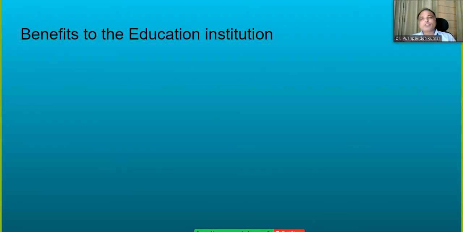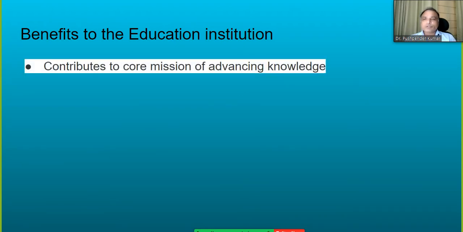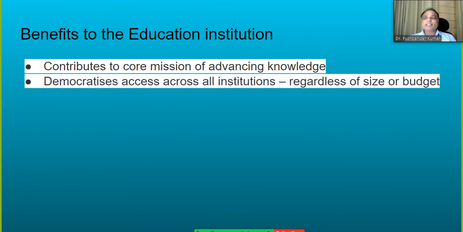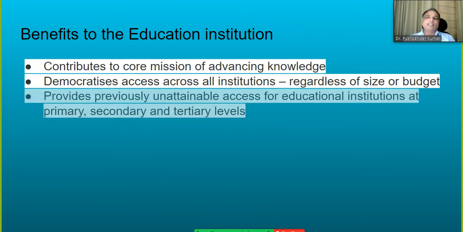Now, what would be the benefit of open access to your university, your college, your institution? It will contribute to the core mission of advancing knowledge. What is the mission of universities or colleges? Advancing knowledge. So open access will help them. Then it will democratize access across all institutions, regardless of the size of their budget. So each and every university with a smaller budget will also be able to access good journals.